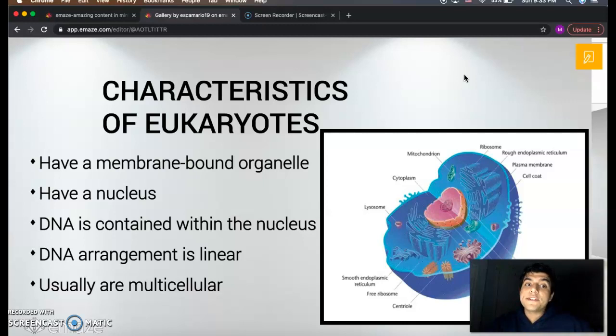Another important characteristic about eukaryotes is that they're usually multicellular. Okay, for example, as humans, we're not made of one cell; we're made of millions of cells. They can also be unicellular, single-celled organisms, but most of the time they're multicellular, meaning that the organism is made out of multiple arrangements of cells. Okay.